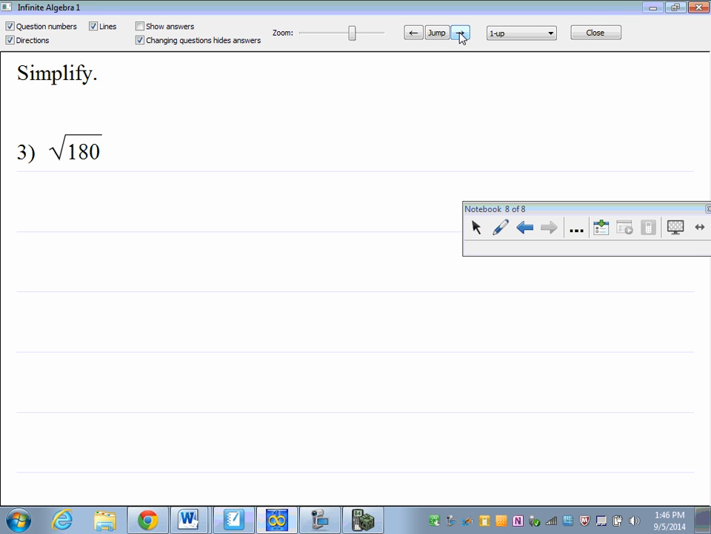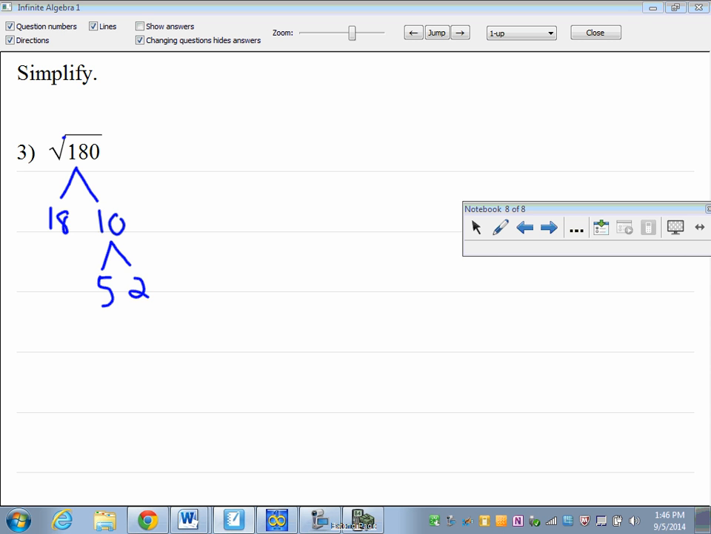Let's take a look at the square root of 180. We need to think of what perfect squares go into 180. So 180 is not as easy as 27. You should be able to see that 18 and 10 go into 180. And then you can kind of work from here.